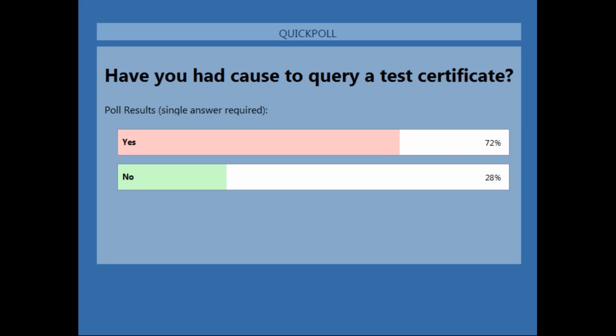72% said yes, I've had cause to query a test certificate. That is positive in some respects, because it means the process is robust and people are querying what's put in front of them and not simply accepting it. 28% haven't, but that might mean that everything they're presented with has been fine, or that they're not in a role that's presenting them with test certificates. I haven't put in the next logical question, I don't think, which was, of the ones you queried, how many actually had to be changed? But obviously there is a need to scrutinize what's being put in front of us.